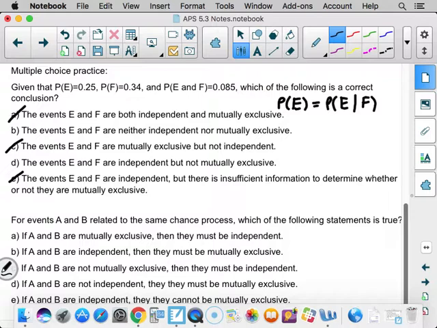So what's the probability of E happening? 0.25. Well, that's easy. Probability of E given that F already happened. Isn't there a formula for that? Isn't this where our formula tells us it's the probability that both happen divided by the probability that the condition actually happened? So if I'm filling that in, wouldn't that be 0.085 divided by 0.34? And I need a calculator for that.